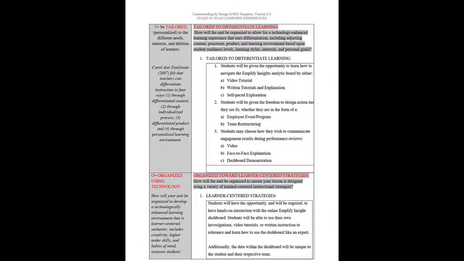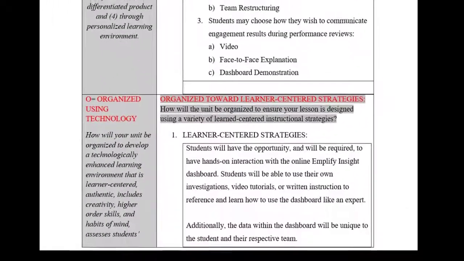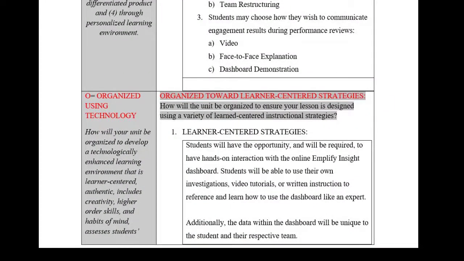The second to last letter in the acronym is T, which represents how your unit must be tailored to differentiate learning for your students. For example, how can you provide options for students that accommodate both differing needs and interests, goals and/or abilities? The last part of the WHERETO learning plan features the letter O, or how you can organize your unit to best engage students. You should consider things like learner-centered strategies, unit authenticity, mental habits of mind, and how to best assess student learning.